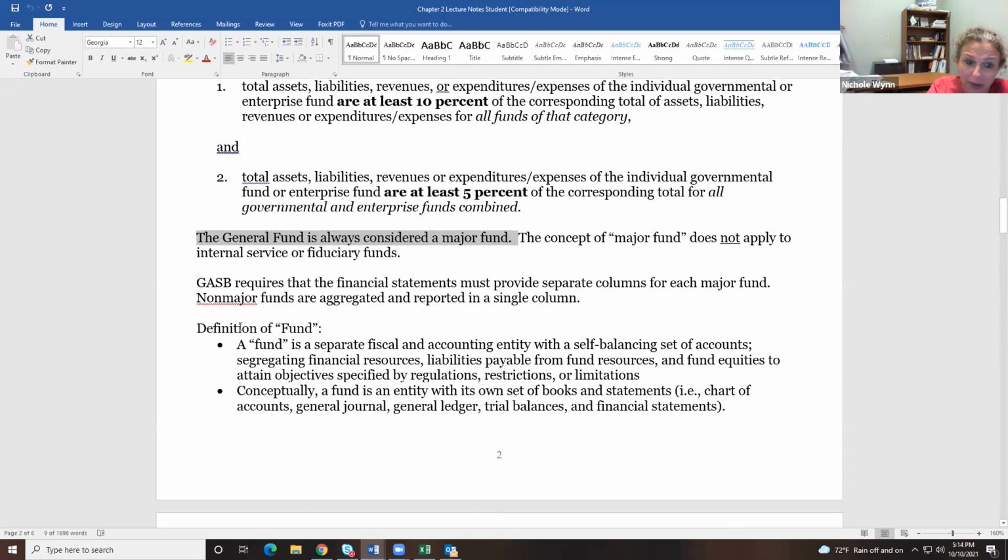All right, so definition of a fund. We did that last time we were here. Basically, it's a little entity with its own separate set of books and statements. So it'll have its own chart of accounts, its own journal entries and posting to ledgers and financial statements and everything. So a fund is like a little business within the government, but there will be a general fund and there will be like a water department and the library, and all of those are going to be individual funds within the umbrella of the government.